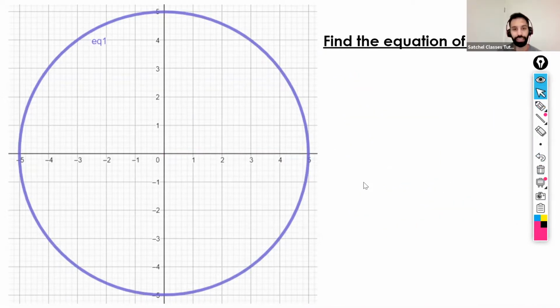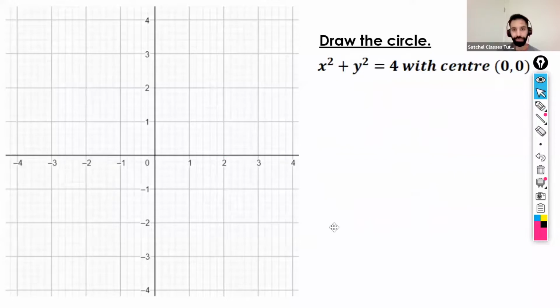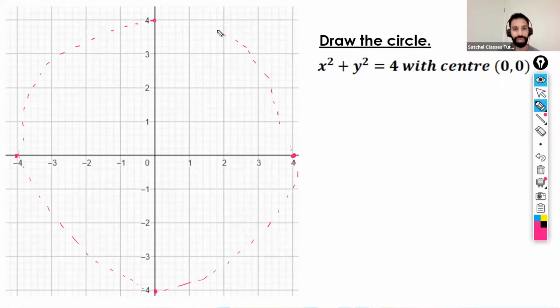Let's see the next example, and this is exactly what we just talked about. It says, draw the circle x squared plus y squared is equal to 4 with the center 0, 0. Now, you may be tempted to mark your points at 4, 4, -4, and -4, and then with a compass go round, making sure you go through all 4 points. I'm not doing it with a compass, I'm doing it freehand, but in an exam you will have to do it with a compass. So please be mindful of that.